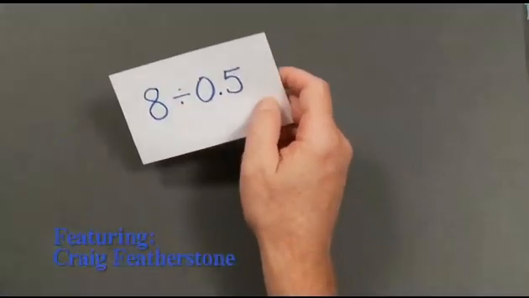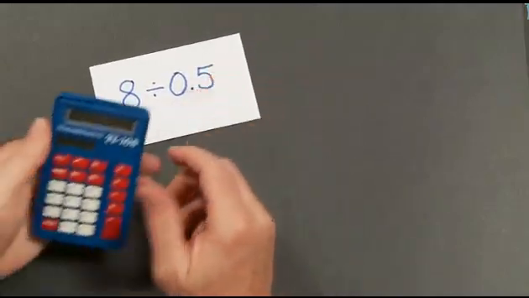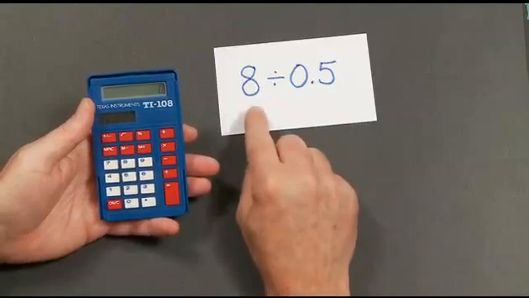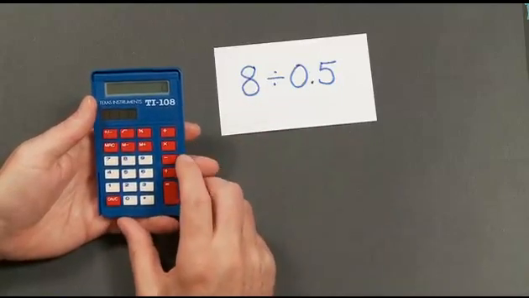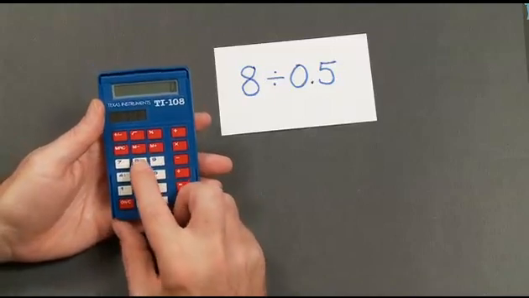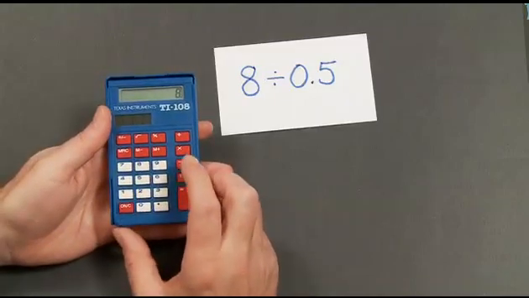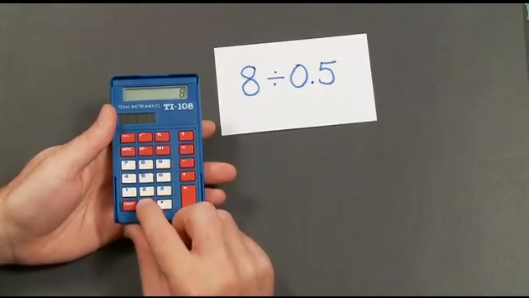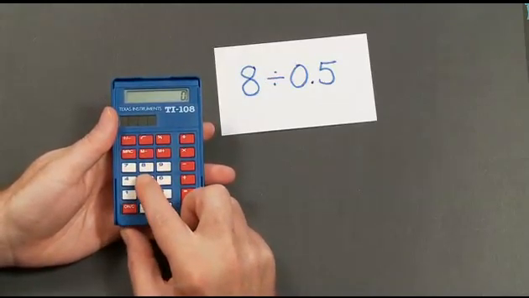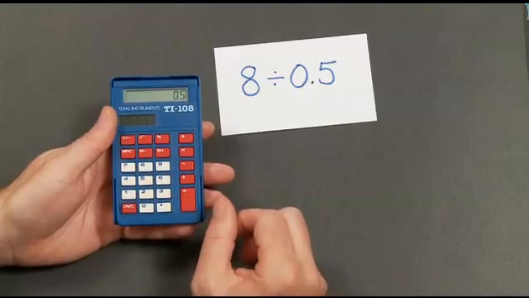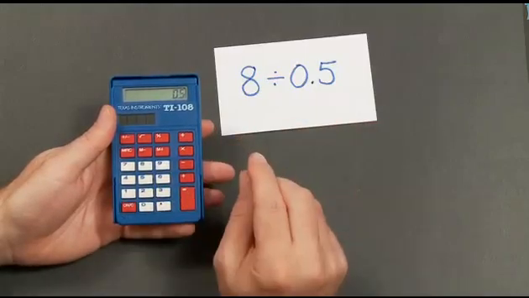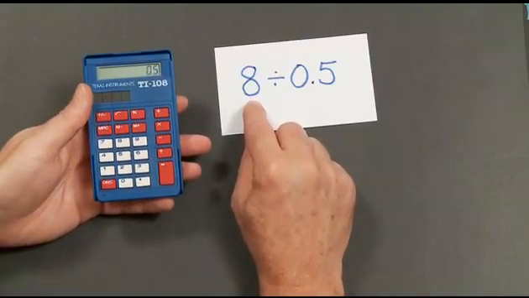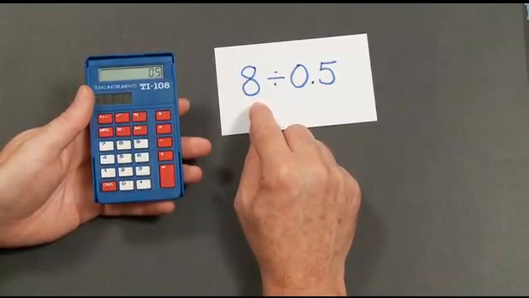So let's do a little division. I want you to grab a calculator and punch this number sentence into that calculator. So we have 8, and I want to divide it by 0.5. You got that? Now, don't push equal sign. I want you to predict. Do you think our answer is going to be bigger or smaller than 8? Is it going to be greater or smaller than 8?